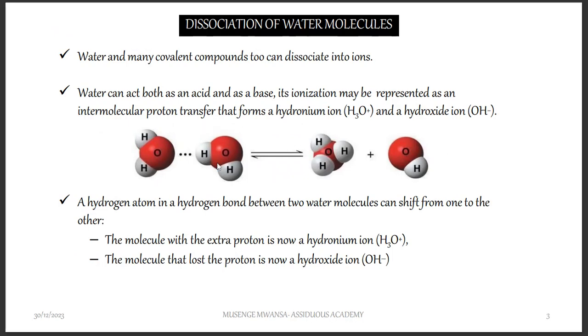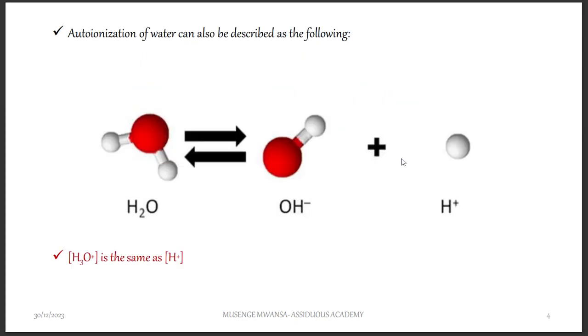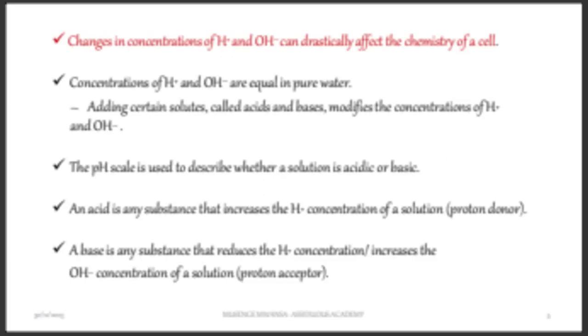So you can have two water molecules, one losing a hydrogen to the other one to form hydronium, and the other one remains as hydroxide. Or just the same water molecule can simply break and hydrogen leaves. So I've got hydrogen and hydroxide. That's why we say the concentration of hydrogen is the same as the concentration of hydronium. This is known as auto-ionization. Water is breaking itself.